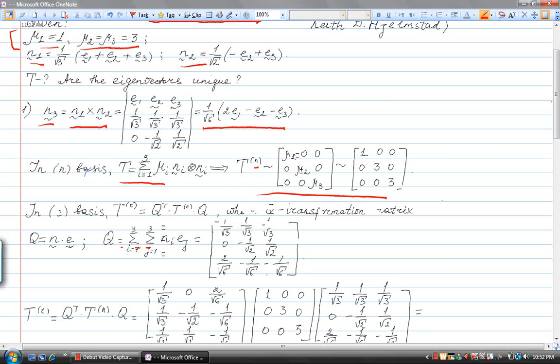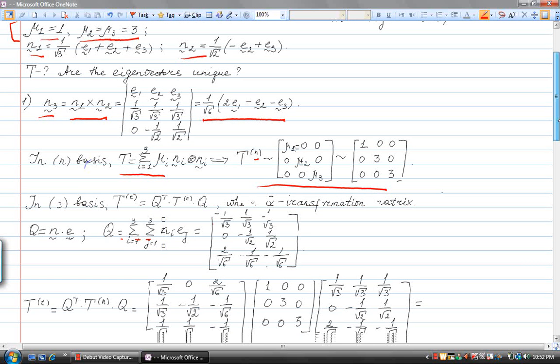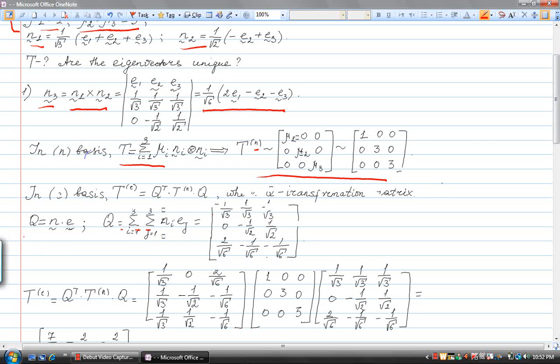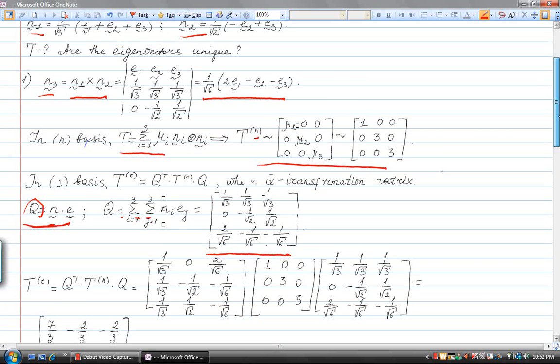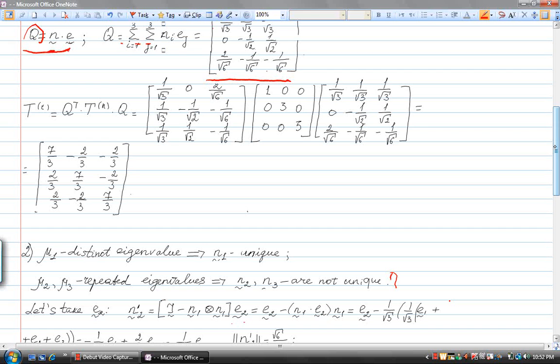In this problem we need to find T in E basis. So obviously we need to find the transformation matrix, which is Q, and we can find Q by the dot product between the N basis and E basis, and by doing so we get our transformation matrix Q. Now we plug back into the matrix multiplication formula, which is T in E basis equal to Q transpose T in N basis Q. By doing the matrix multiplication, we get our T in E basis.